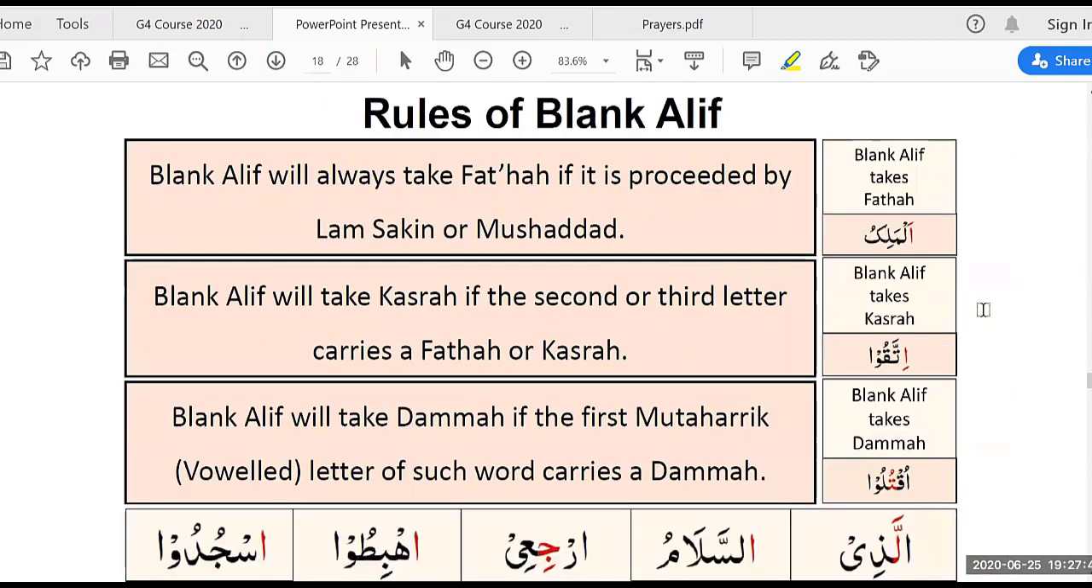Okay, so now we are going to look at the rules of blank alif. As I mentioned earlier, blank alif will always take a fatha if it is preceded by a lam, sakin or mushaddad. We can again see in this example, al-maliku. Second, blank alif will always take a kasra if the second or third letter carries a fatha or a kasra. So, ittaqu. And lastly, blank alif will always take a dhamma if the first mutaharrik letter of that certain word carries a dhamma.